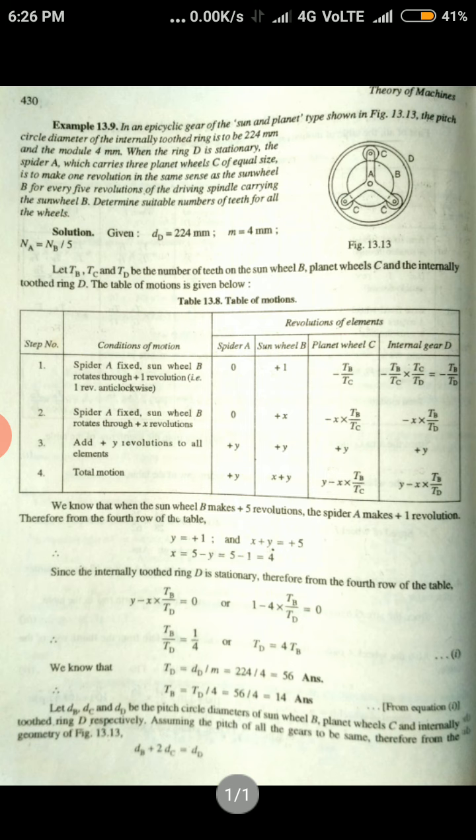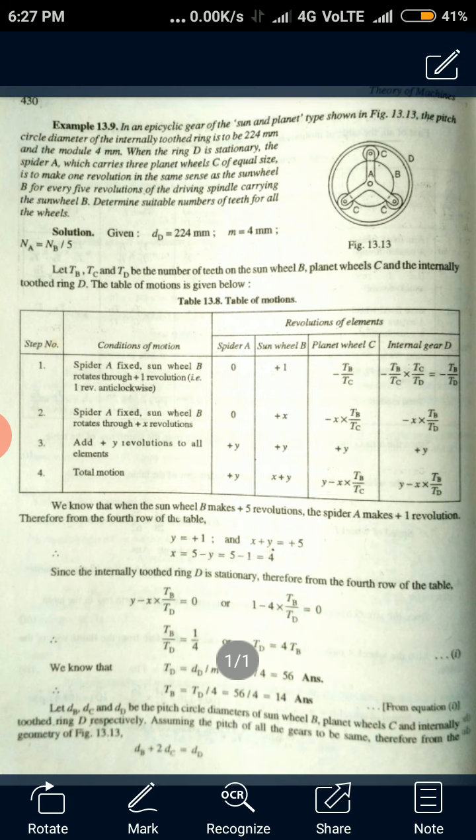Now C meshes with D, so what can you write? Equation NC by ND equal to TD by TC. The earlier equation NB by NC equal to TC by TB, take it as equation 1, and NC by ND equal to TD by TC, take it as equation 2. Multiply RHS to RHS and LHS to LHS, and you get minus TB by TC into TC by TD.